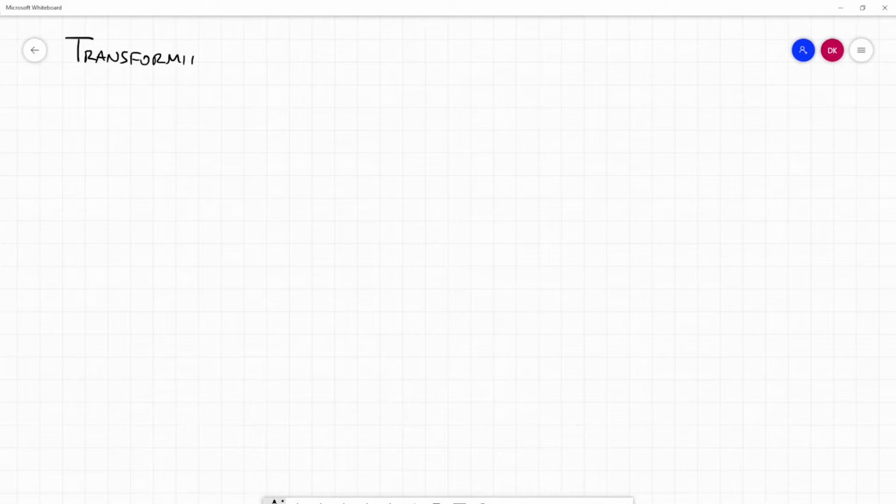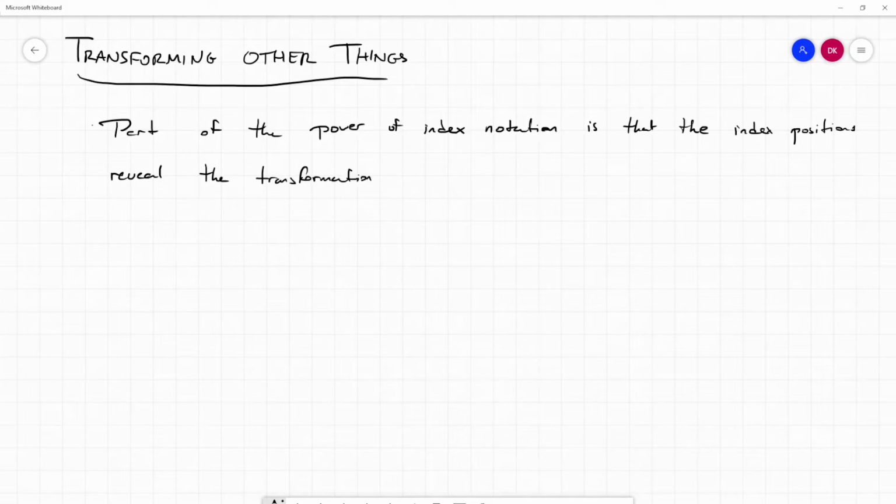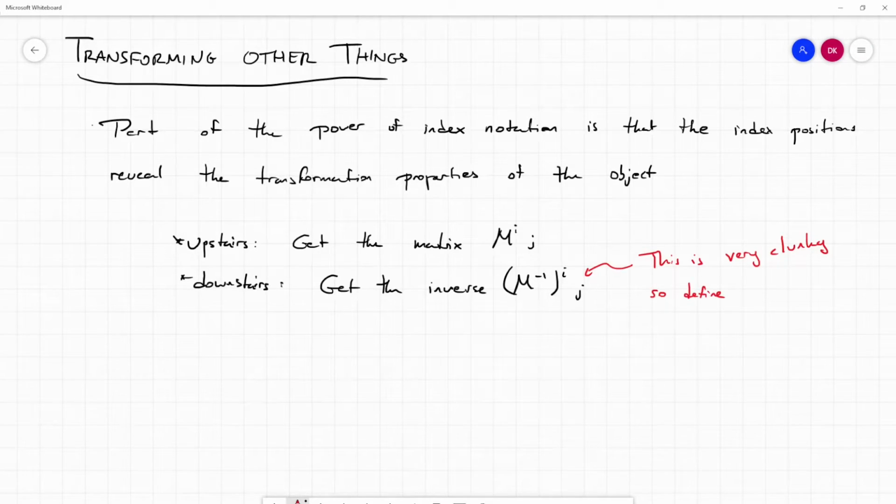Part of the power of index notation is that the index positions reveal the transformation properties of the particular tensor type object. So if you have an upstairs index, you get a factor of the regular matrix components M^i_j. If you have a downstairs index, you get the inverse components, M inverse. It's kind of clunky to keep writing M inverse, so we define a convention where the reversed order of the indices, so we have M downstairs j, M upstairs i, is equal to M inverse upstairs i, and then downstairs j.